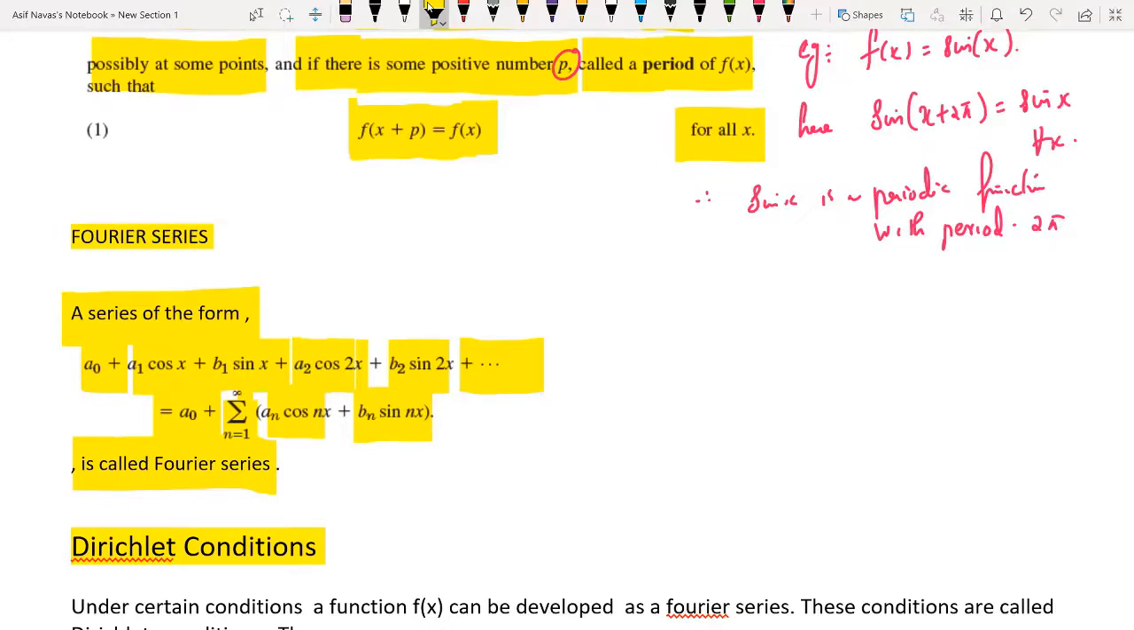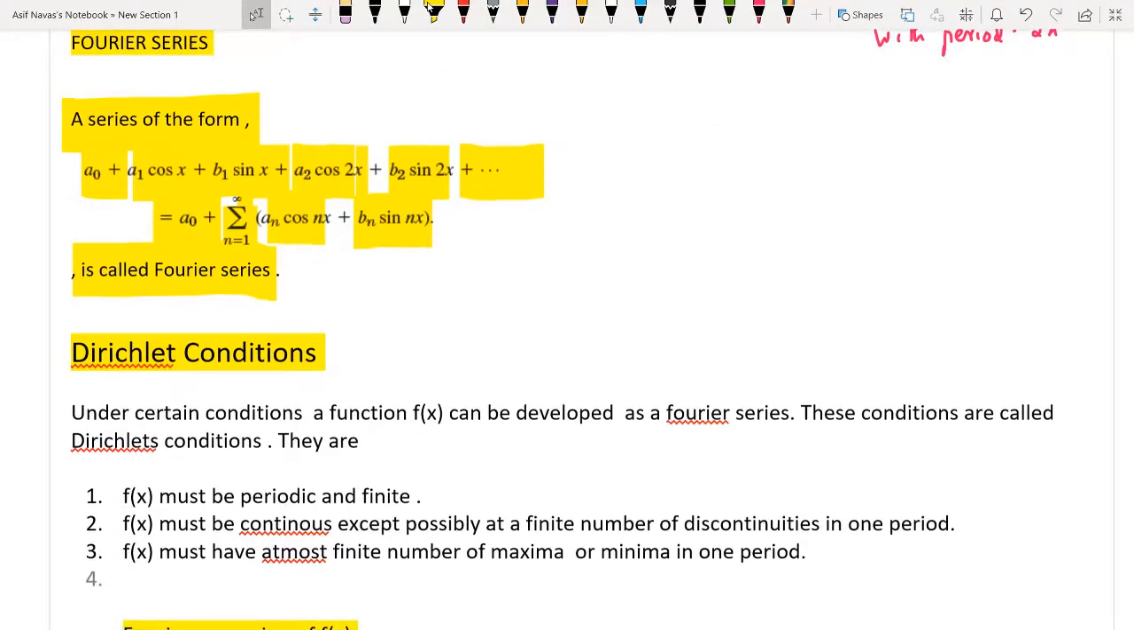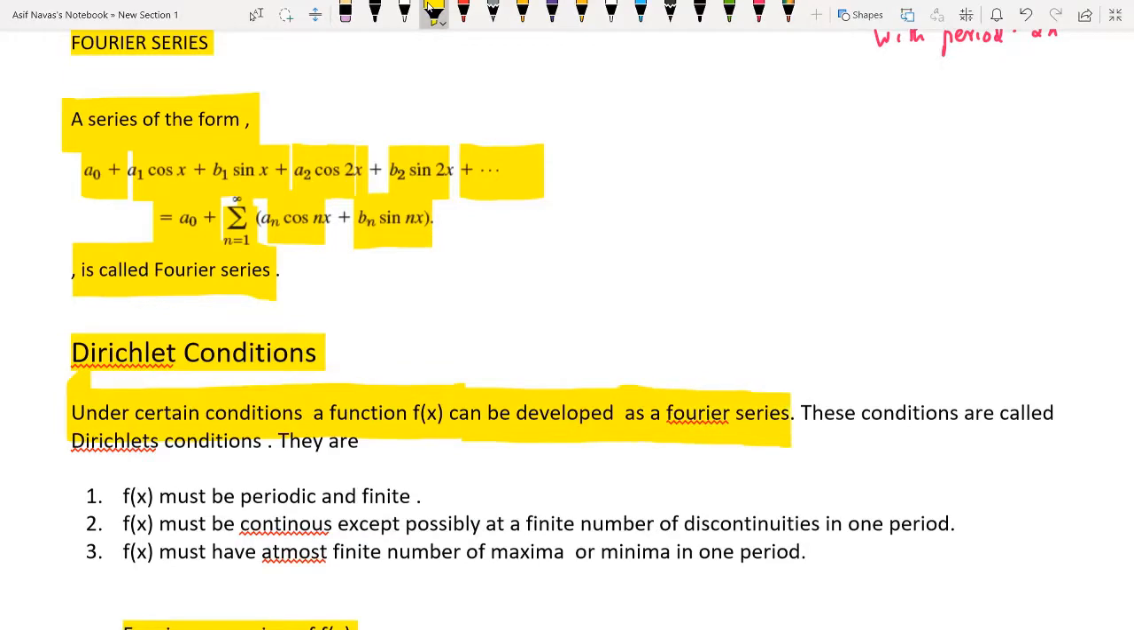Okay, now we will define what is the Dirichlet condition. Under certain conditions, a function f of x can be developed as a Fourier series. That means if a function satisfies a few conditions, then it can be written as a Fourier series. These conditions are called Dirichlet conditions.